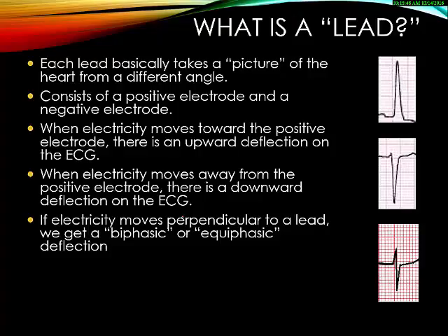So each lead basically takes a picture, if you will, of the heart from a different angle. The leads consist of one positive electrode and a negative electrode, or in some cases they use a couple of stickers to make one positive and one negative electrode. When electricity travels towards the positive electrode in a lead, you get an upward deflection on the ECG. If the electricity is traveling away from the positive lead, you get a downward deflection. And if the electricity is traveling perpendicular to a lead, you get a biphasic or an equiphasic deflection, which means it goes up and then down.